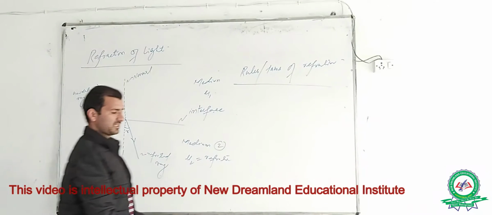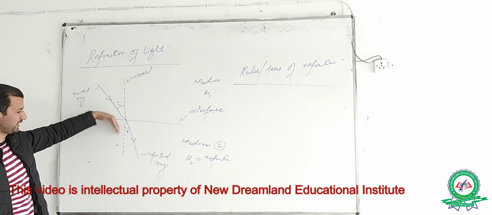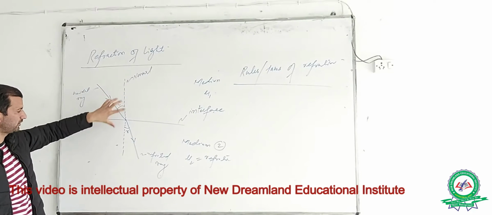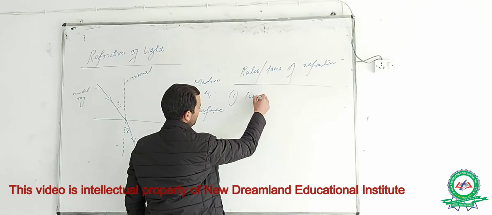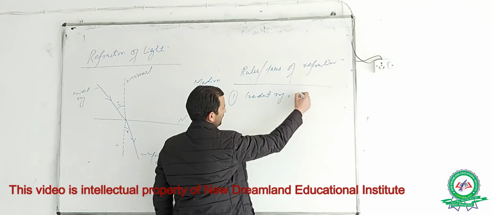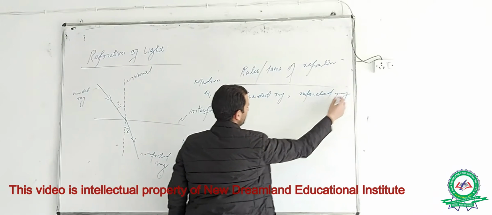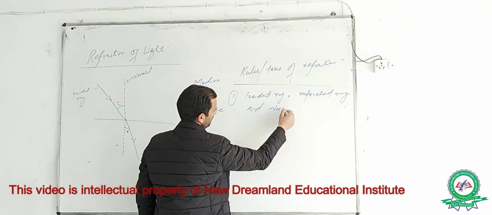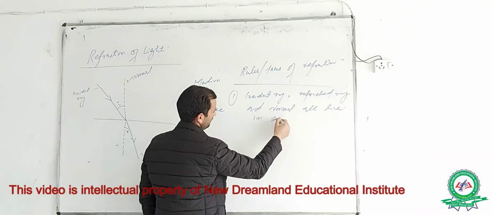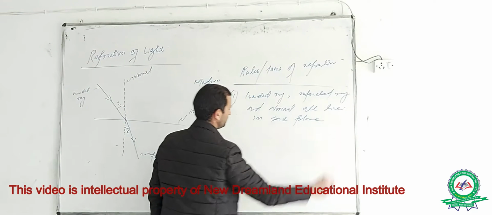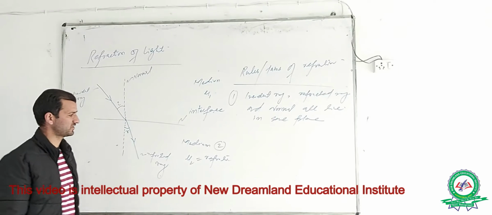Now the first rule is that the incident ray, refracted ray and normal all lie in the same plane, and here they lie in the plane of the board. So I'll write that the incident ray, refracted ray and normal all lie in the same plane. So this is rule first.